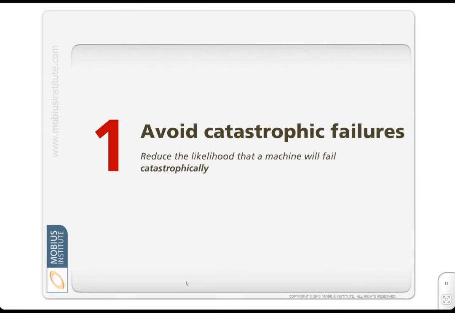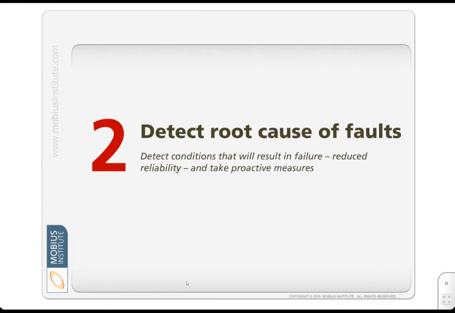A very important role. Number one, we're avoiding those catastrophic failures. That is super important. But number two, in a condition monitoring role, we can detect the root cause of a fault. So we can see, hey, look, this machine's not being operated properly. We've got contamination in the lubricant, all these things.